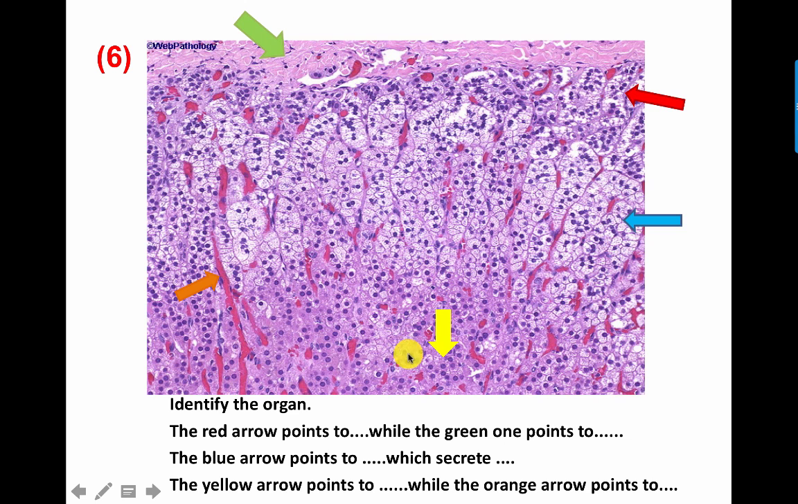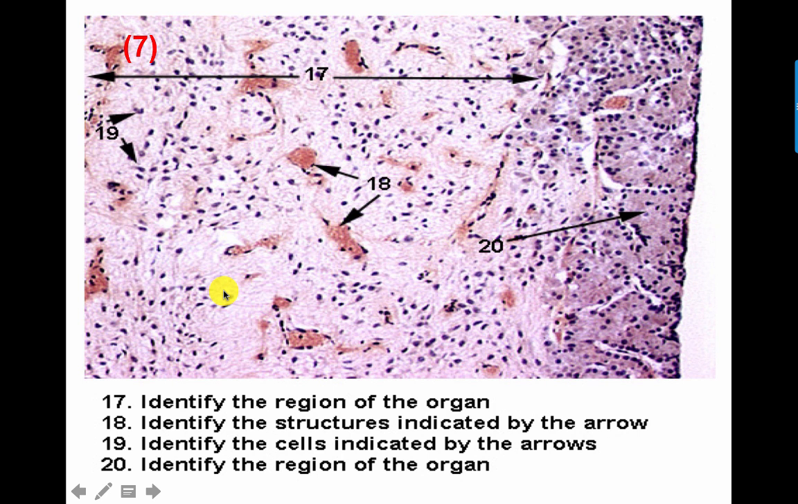The yellow arrow points to the area deep to the fasciculata, darker than the fasciculata, so this is the zona reticularis. And the orange arrow points to an area present in the fasciculata, so it is the fenestrated blood capillaries. Number 7, identify the region of the organ. So it is the pars nervosa, and identify the structure. This is number 17, it is the pars nervosa.